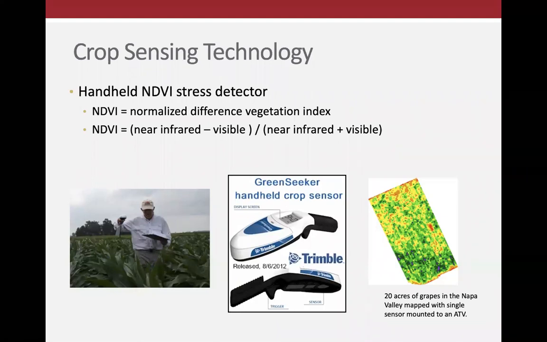One of the Achilles heels of both these and the chlorophyll meters is that to make them very useful, you need a nitrogen rich strip.